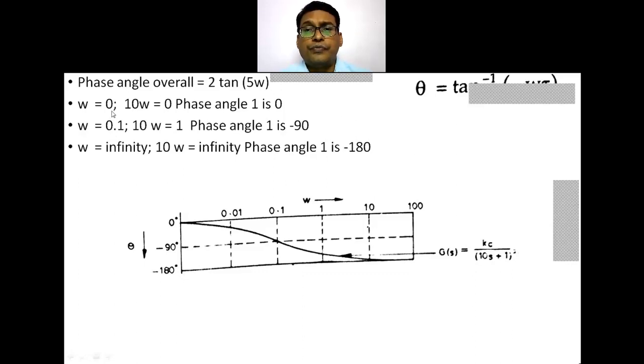With omega tends to 0, the phase angle is also 0. And if omega is infinity, the phase angle is minus 180. So I will get these 2 points.